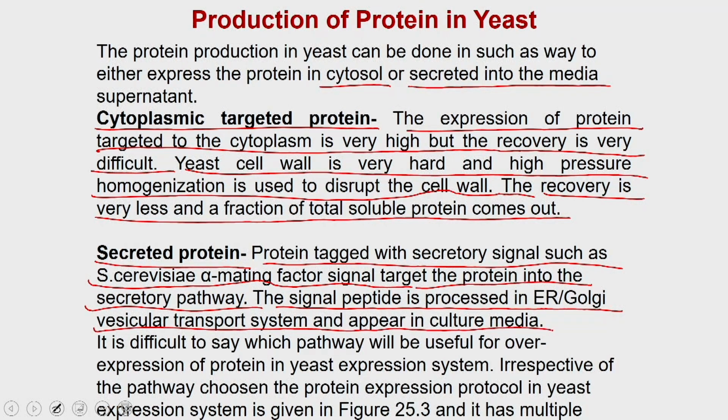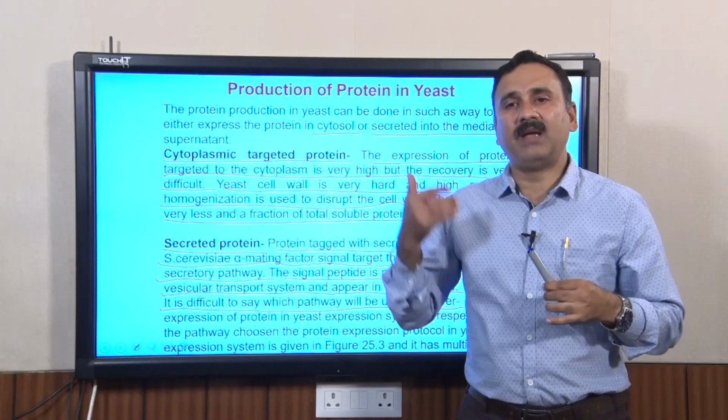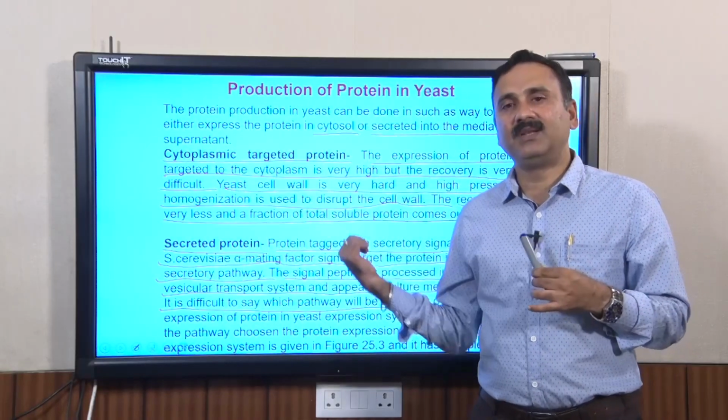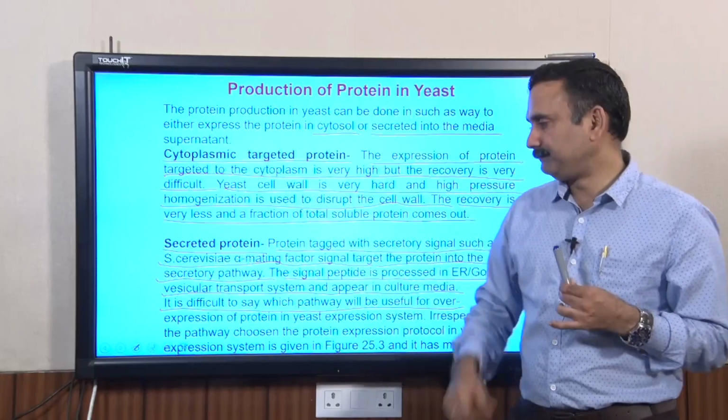So, in that case the protein will be secreted out and present in the culture media, but it depends on the protein which is going to be overexpressed. It is very difficult to decide whether you would like to use the cytoplasmic pathway or the secretory pathway, because both pathways have their own advantages as well as disadvantages, and you have to decide depending on the type of protein which you would like to overexpress in yeast expression systems.